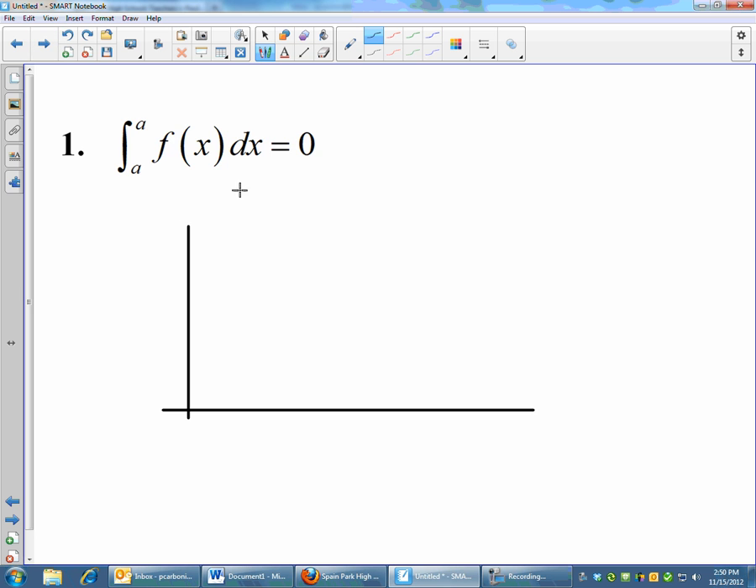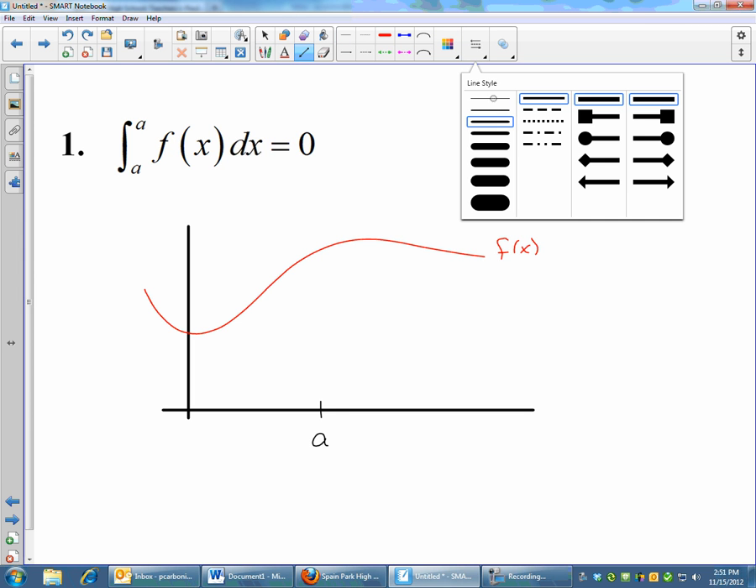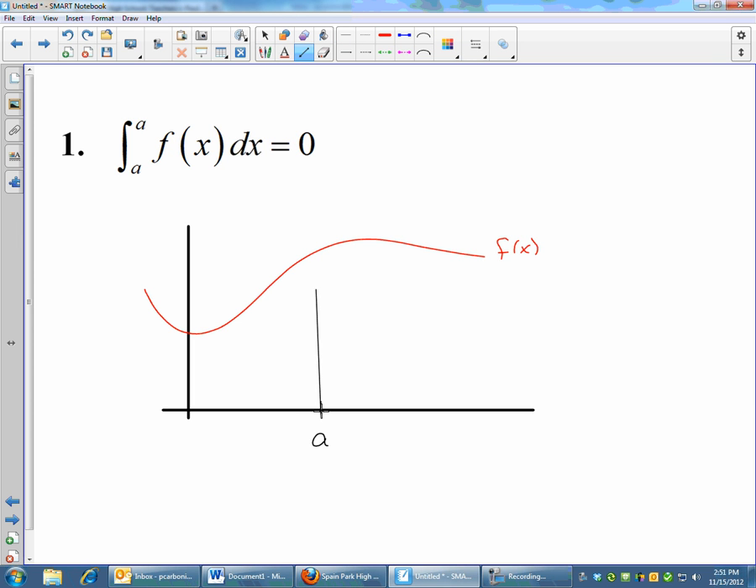All right, property number one: the area under a function f of x, if you go from a to a, that area will be 0. If you think about that graphically, regardless of where your function is, if I'm finding the area and I don't go anywhere, then all I've got is an infinitely thin rectangle, so there's absolutely no area to be measured. If you don't go anywhere, the area would be 0. So there's property number one.